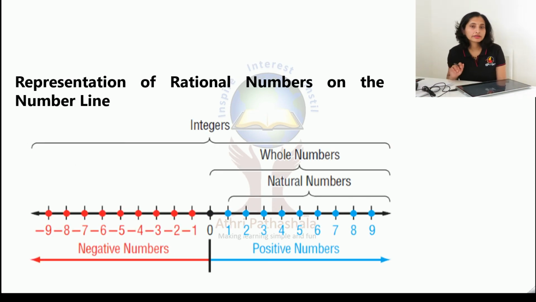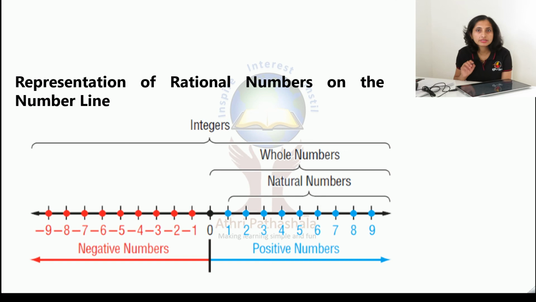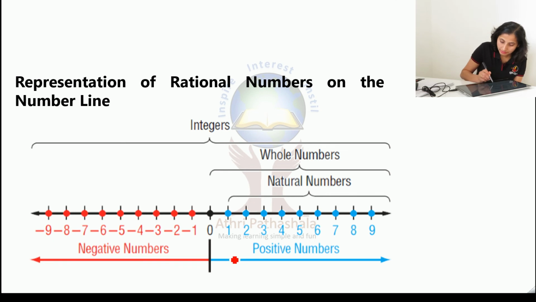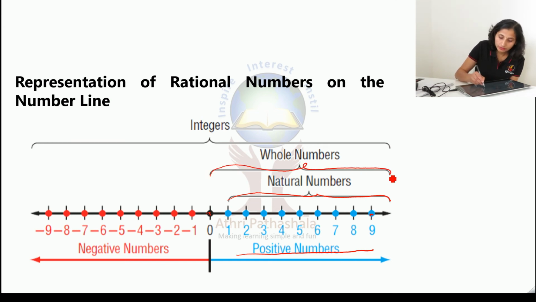Next, representation of rational numbers on the number line. You have studied the number line in your lower classes. On the number line, the positive numbers, 1 to 9, are known as natural numbers, and from 0 to 9 are known as whole numbers. The negative numbers, 0, and positive numbers together are known as integers.